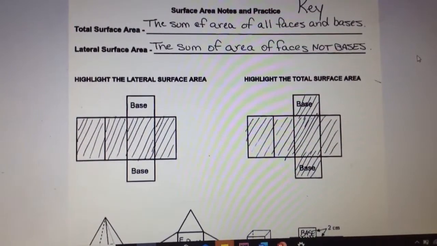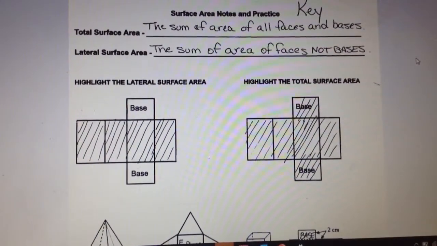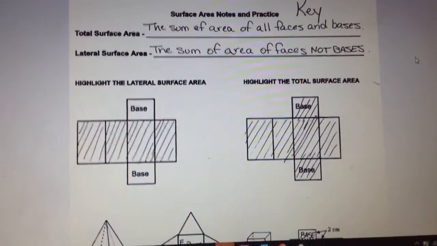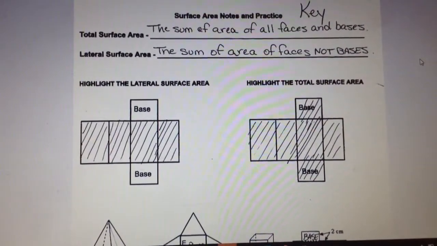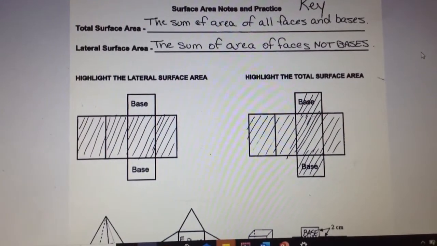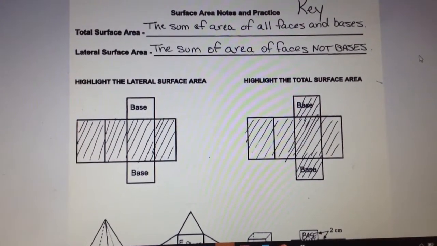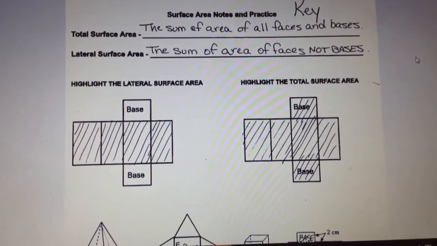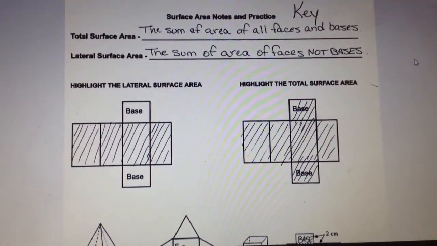The total surface area is the sum of the area of all faces and bases. The lateral surface area is the sum of the area of the faces, not including the bases. Make sure you write this down in your notes.